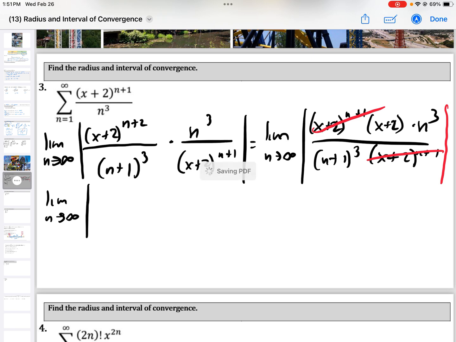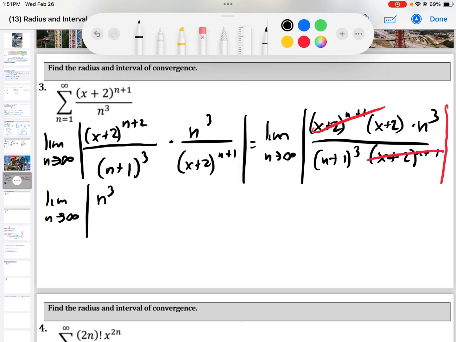Nothing else really cancels, but I can evaluate the limit as n goes to infinity of n cubed over n plus 1 cubed times x plus 2. All right, so looking at the limit as n goes to infinity of this is just 1. So this is just equal to the absolute value of x plus 2.